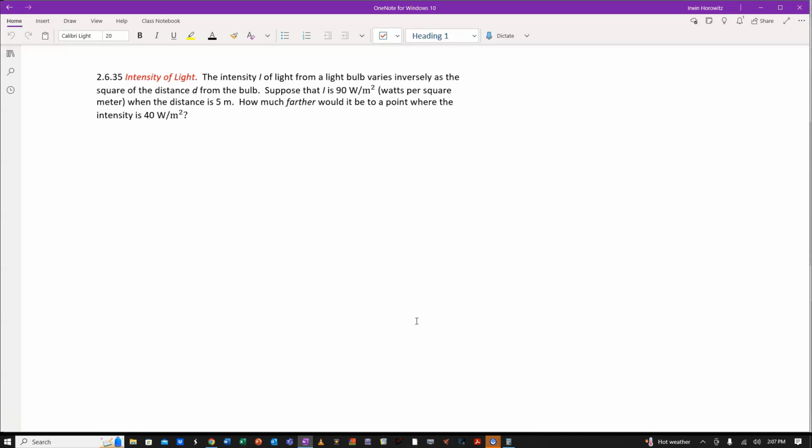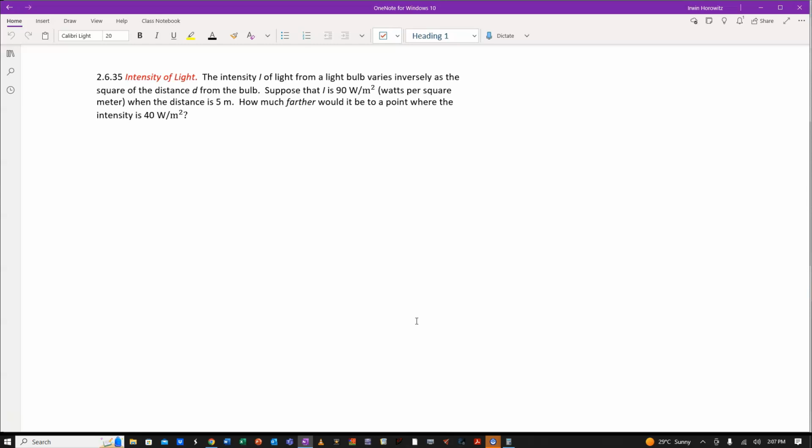In this exercise, we are told that the intensity I of light coming from a light bulb will vary inversely as the square of the distance d from the bulb. Suppose that the intensity is 90 watts per square meter when the distance is 5 meters. We are asked the question, how much farther would it be to a point where the intensity is 40 watts per square meter? This is a little bit different from these other problems because we're not asked how far it would be from the light bulb. We're asked how much further from that distance of 5 meters.